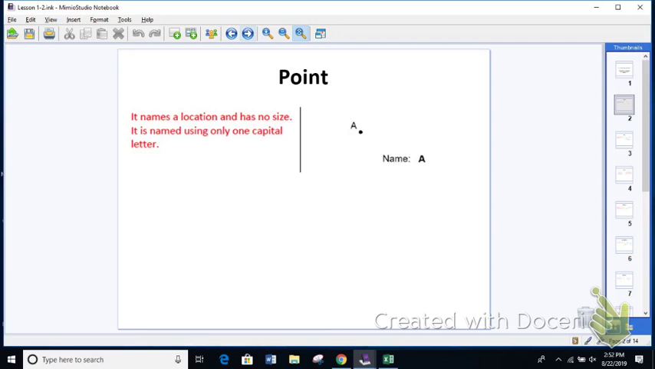The thing that we're going to really stress today is how we name these different pieces. So a point is named using only one capital letter. So when I see the diagram, the dot with the capital letter A, if I was asked to name the point, I would just use that capital letter A. Okay, I don't have to put the word point with it, it's just that one capital letter.